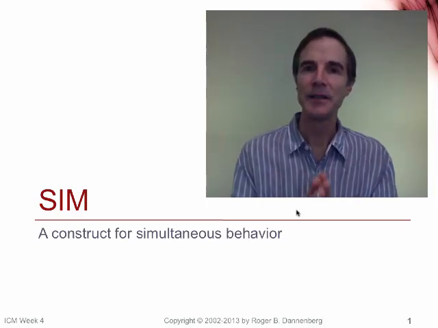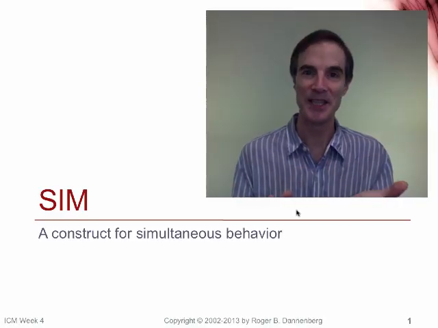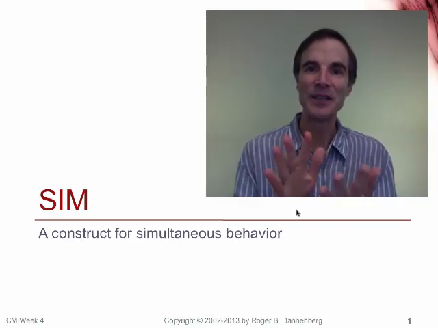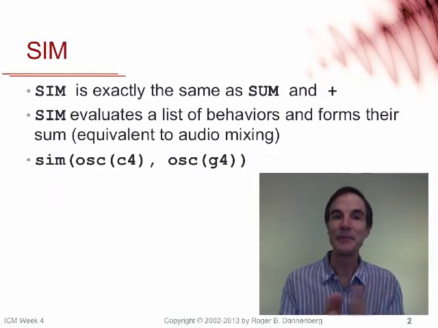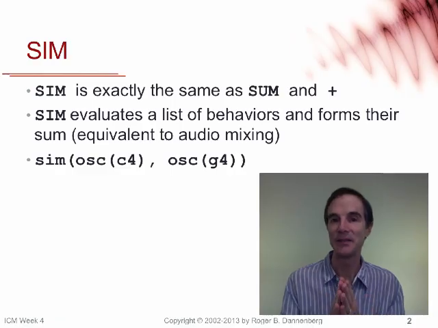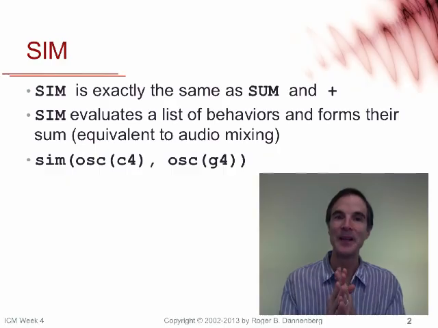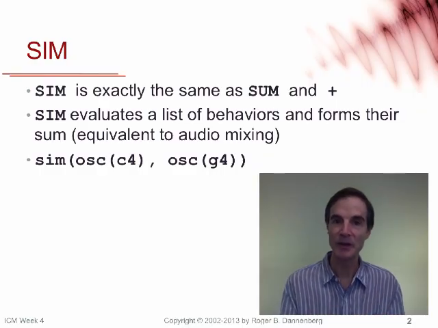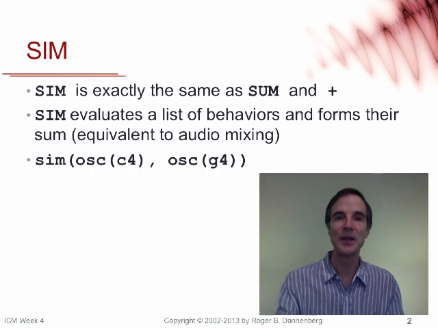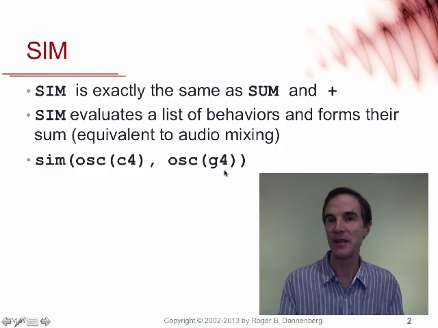We have seek for sequentially combining behaviors. So as you might expect, we have sim, or simultaneous, for simultaneous combinations of behaviors. Sim is exactly the same as the function sum or the operator plus. The semantics are that sim evaluates a list of behaviors and forms their sum, which is equivalent to audio mixing. And here's an example that plays a C4 sine tone and a G4 sine tone at the same time.